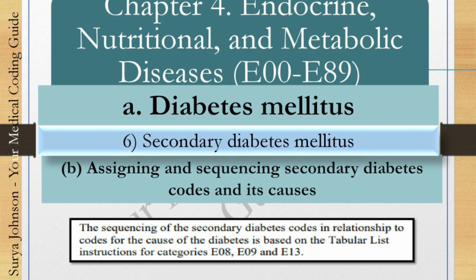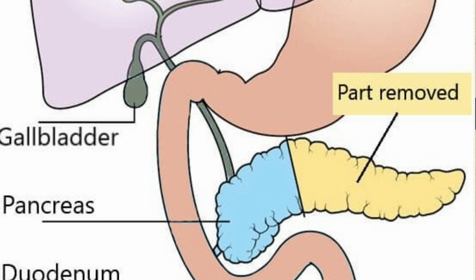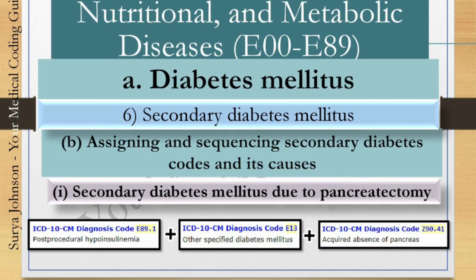Under this B number 1, secondary DM due to pancreatectomy. What is pancreatectomy? Pancreatectomy means the patient has had surgical removal of a part of the pancreas or all of the pancreas. In this case, there will be a lack of insulin. So in this scenario, we will be coding the first one, E89.1, which is post-procedural hypoinsulinemia. Hypo means low, insulinemia means insulin in the blood. So a low level of insulin in the blood post-procedure, that is, after a procedure. In this scenario, it is after a pancreatectomy. So you'll be coding E89.1.